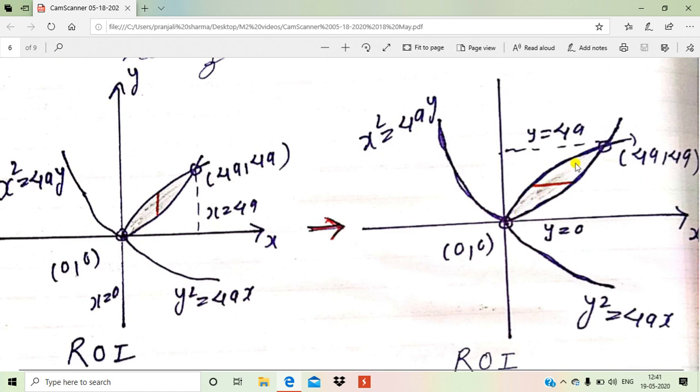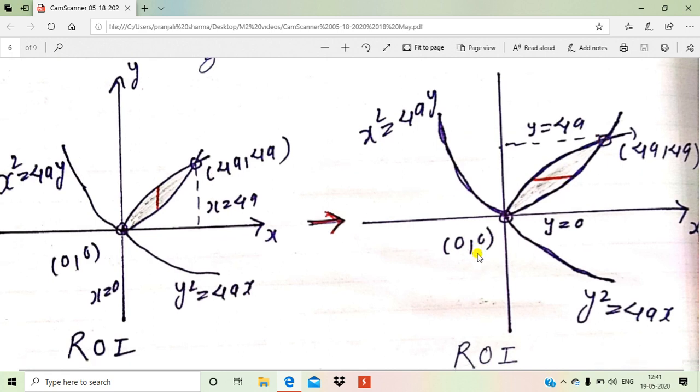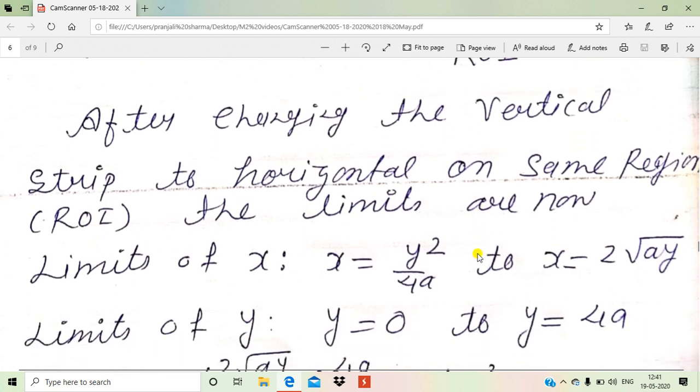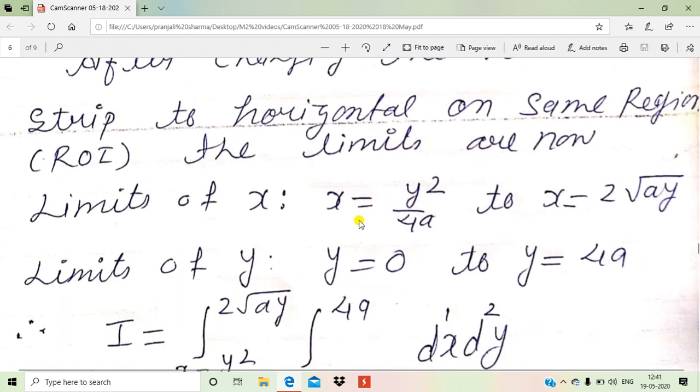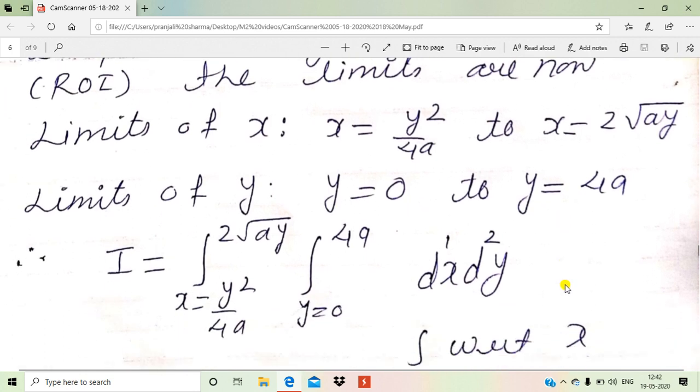Now to cover the whole region of integration, the first horizontal strip will start from here, and it will end at this point, where the value of y will be 0, and here the value of y will be 4a. So the constant limits of y will be from y is equal to 0 to y is equal to 4a. So if we change the order, the new limits will be from x is equal to y square by 4a to x is equal to 2 into root over ay, and the limits of y will be y is equal to 0 to y is equal to 4a.